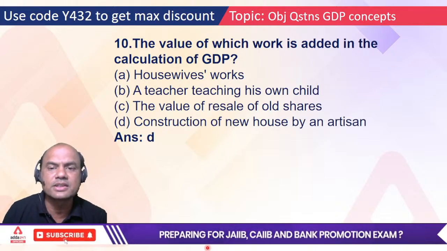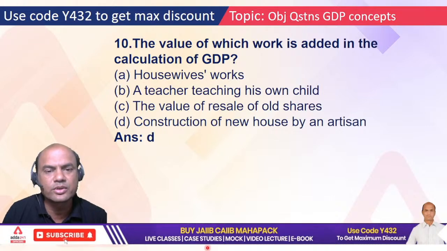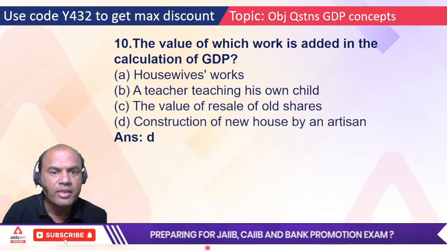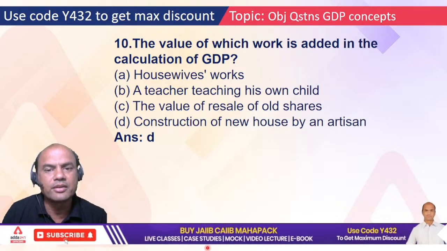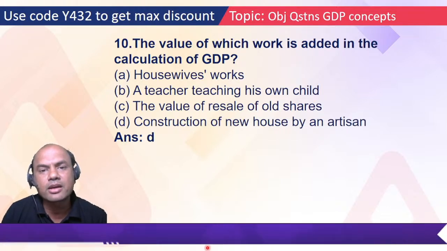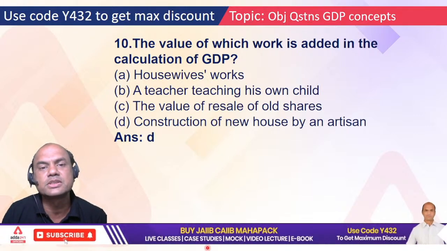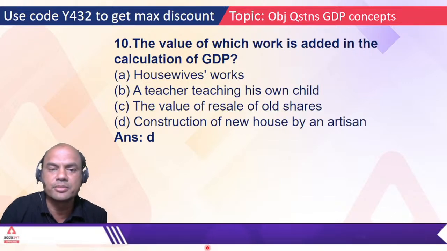So teacher teaching his own child, what is he doing? He or she is doing the parenting. So parenting doesn't add up to GDP. Okay. Value of resale of old shares also doesn't add up to GDP. Why? Because it's a secondary market transaction. Primary market transaction is IPO. Whenever I take it directly from the company, then it adds up to the GDP. But selling of old shares doesn't add up to the GDP. Okay.